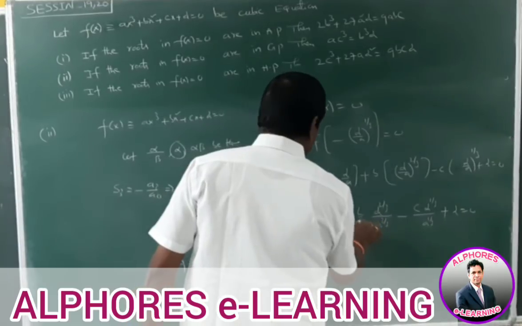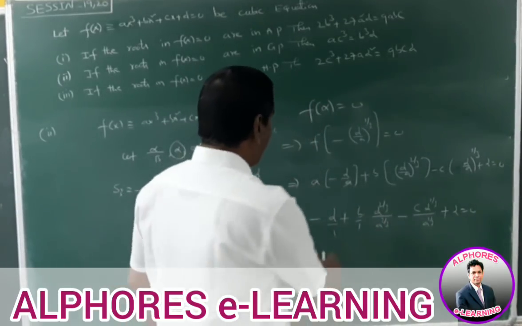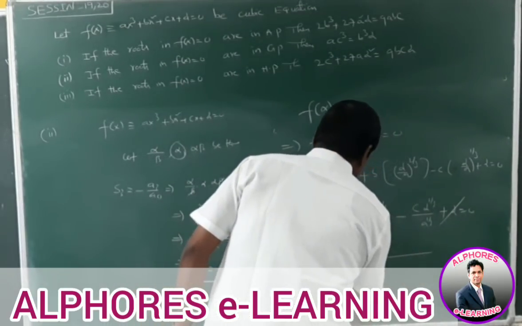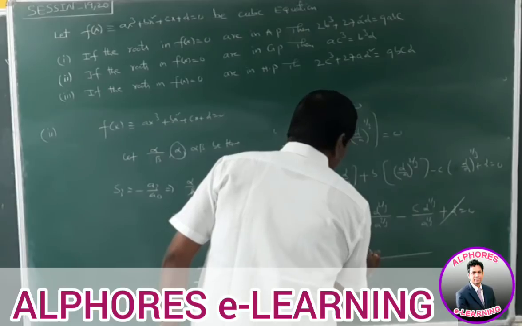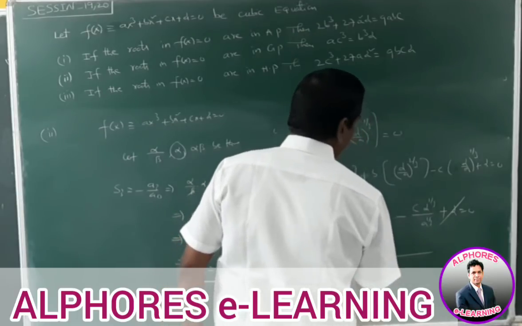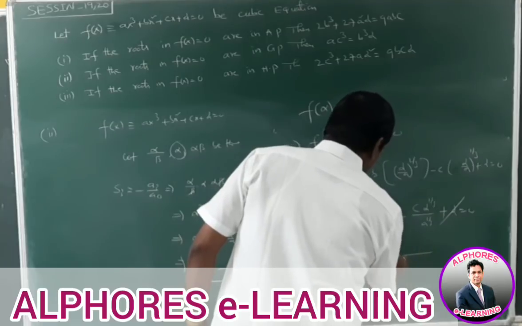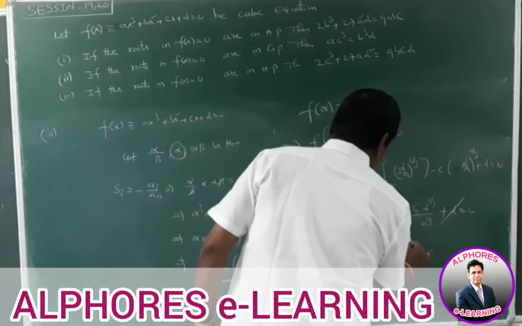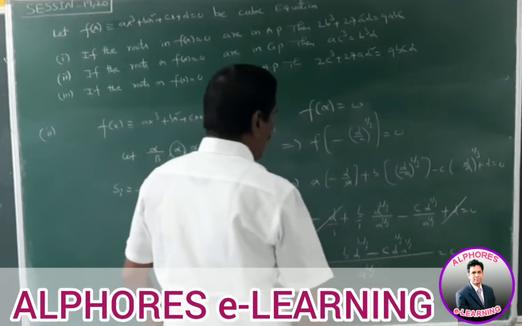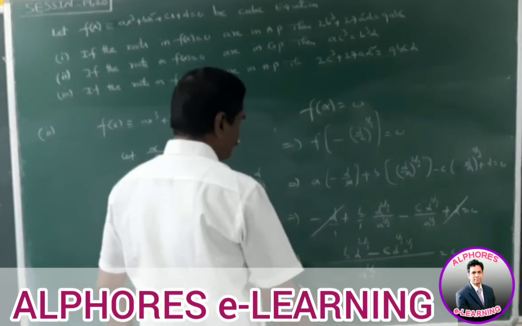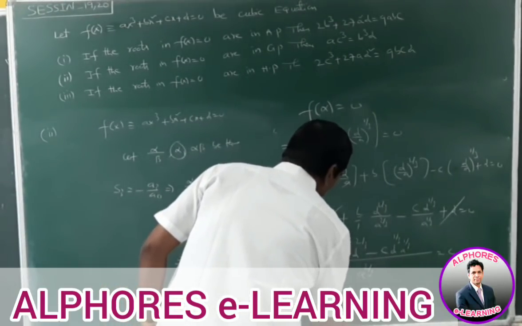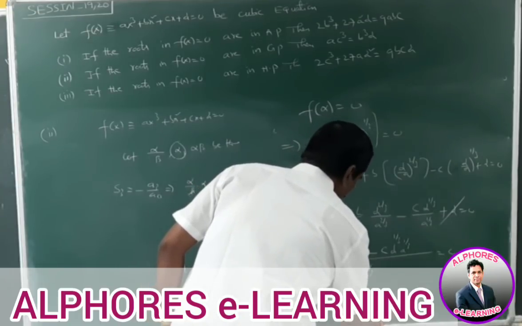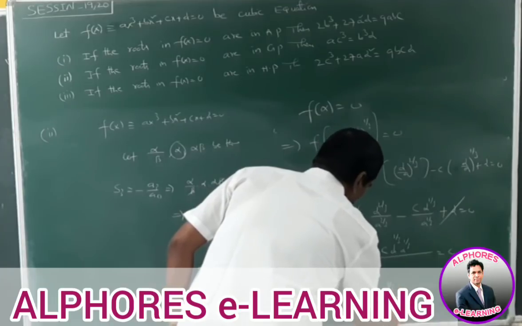Here what is the LCM? Here D and D cancel. LCM is A power 2 by 3. Here B into D power 2 by 3 minus C into D power 1 by 3 into A power 1 by 3 is equal to 0. Okay. After cross multiplication, we get B into D power 2 by 3 is equal to C into D power 1 by 3 into A power 1 by 3.